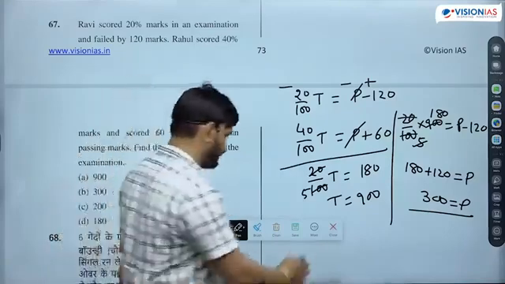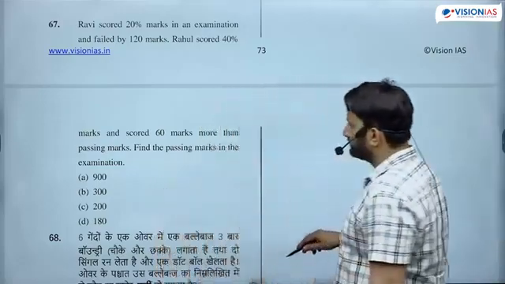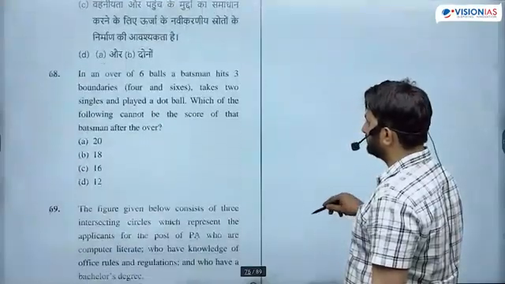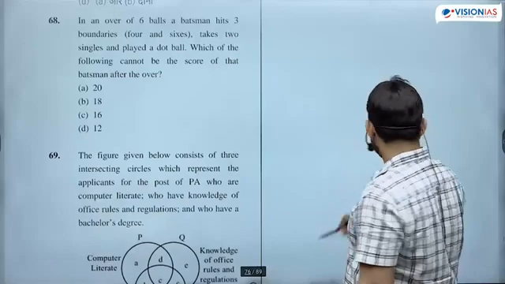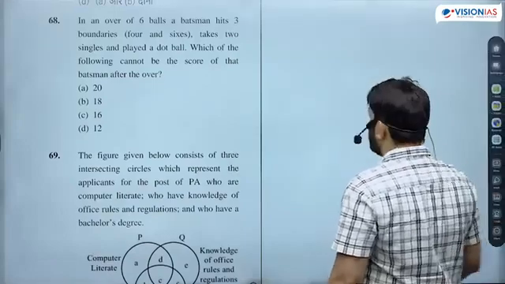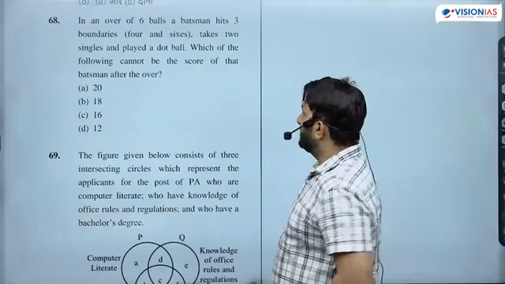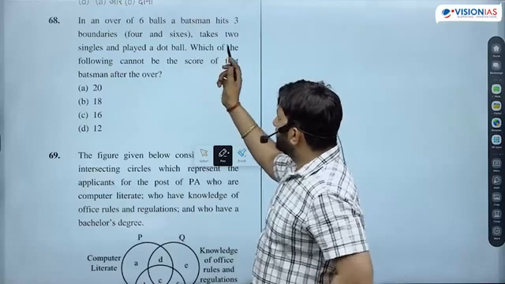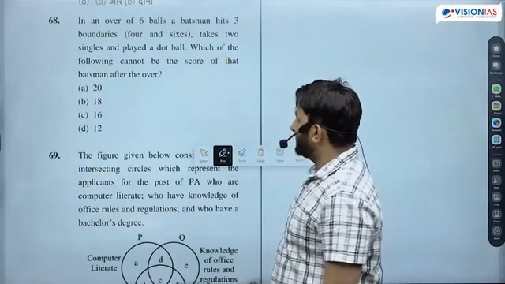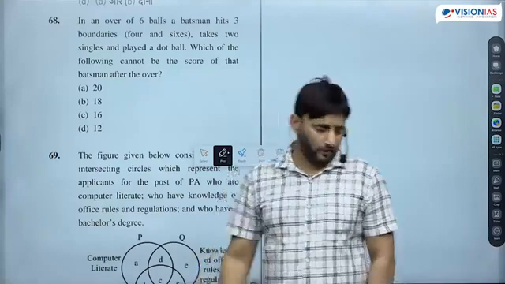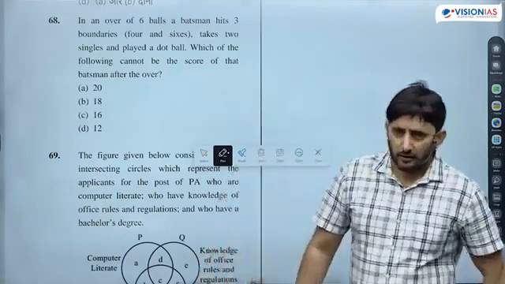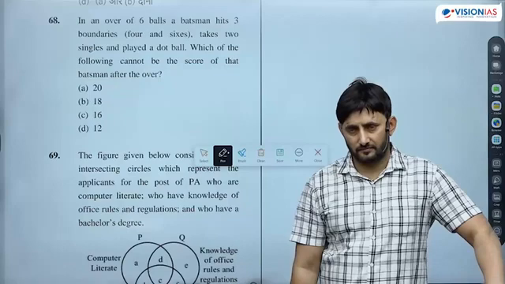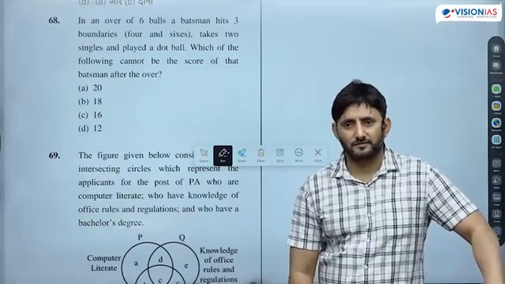ओके बच्चे, in an over of 6 balls, batsman hits 3 boundaries, 4s and 6s, takes 2 singles and plays a dot ball. बाकी कोई इसमें वाइड और एक्स्ट्रा ऐसा कुछ नहीं दे रखा है, तो मिनिमम कितना स्कोर होगा बैट्समैन का? What will be the minimum score? मिनिमम कितना होगा?